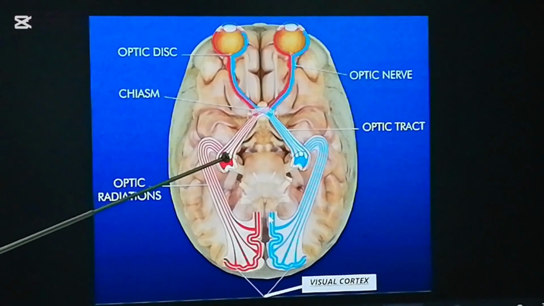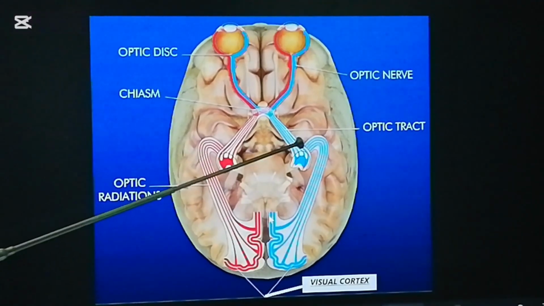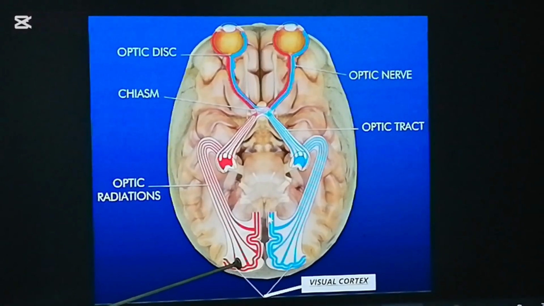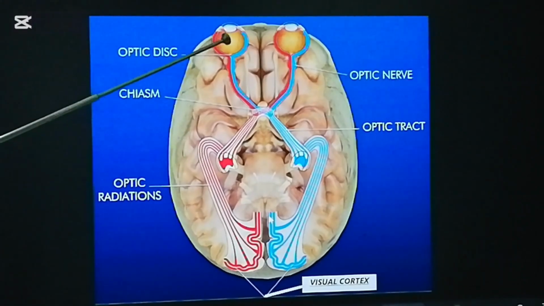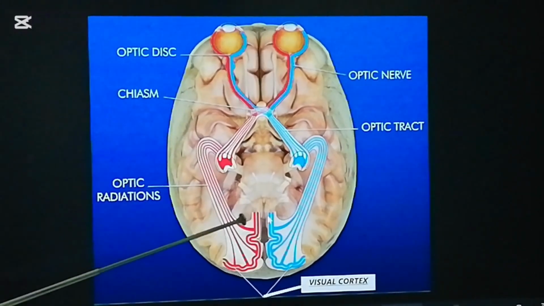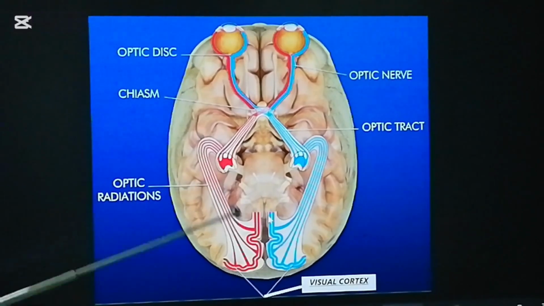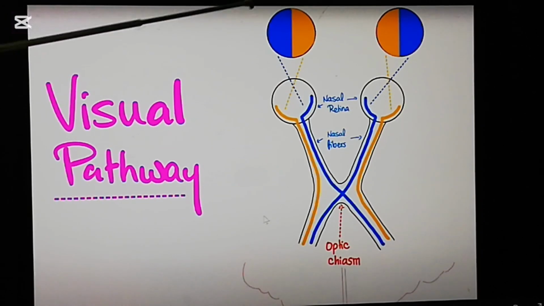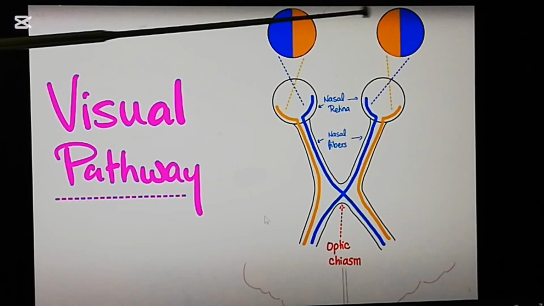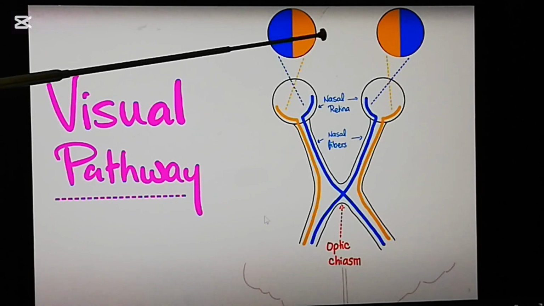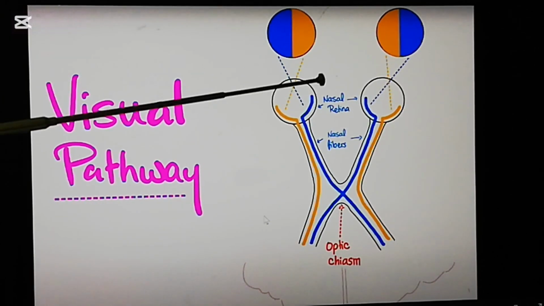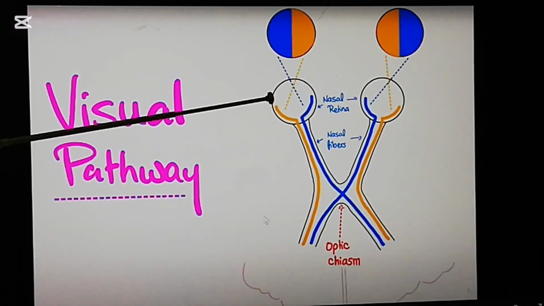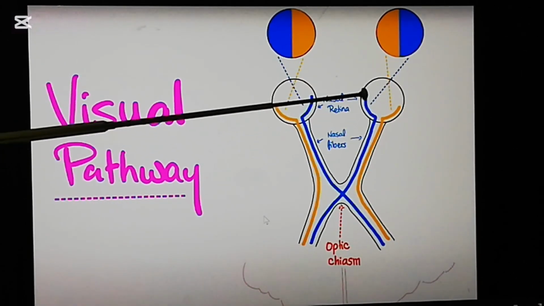And then they are forming the optic radiations, right, on both sides to reach the visual cortex, which lies in the occipital lobe. So this is the visual pathway, and now we will study how the image is formed and what happens in various visual defects. As you can see in the picture, this whole region is the visual field. This is the left visual field and this is the right visual field. Same, this is the left eye and this is the right eye, and this region is showing the left retina and this is the right retina.